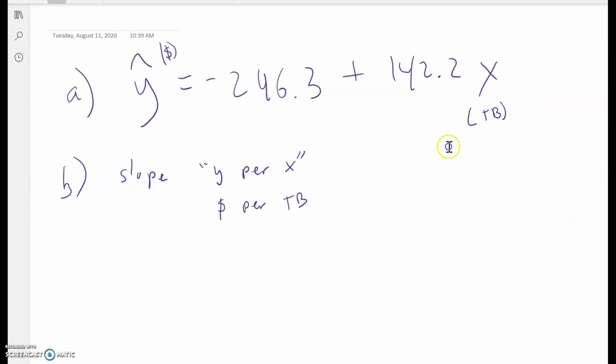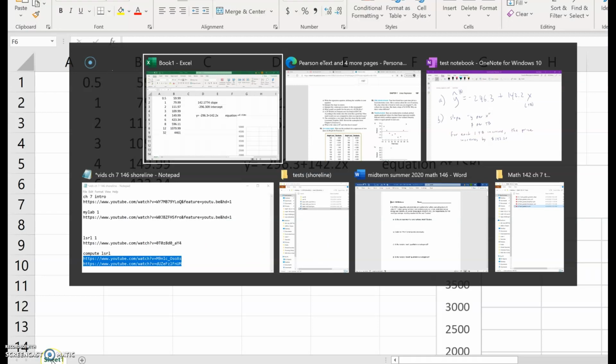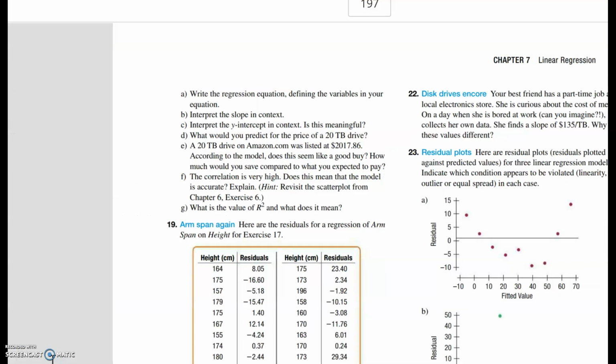And so in other words, to explain this in a sentence, you would say for each 1 terabyte increase, the price increases by $142.20, rounded off.